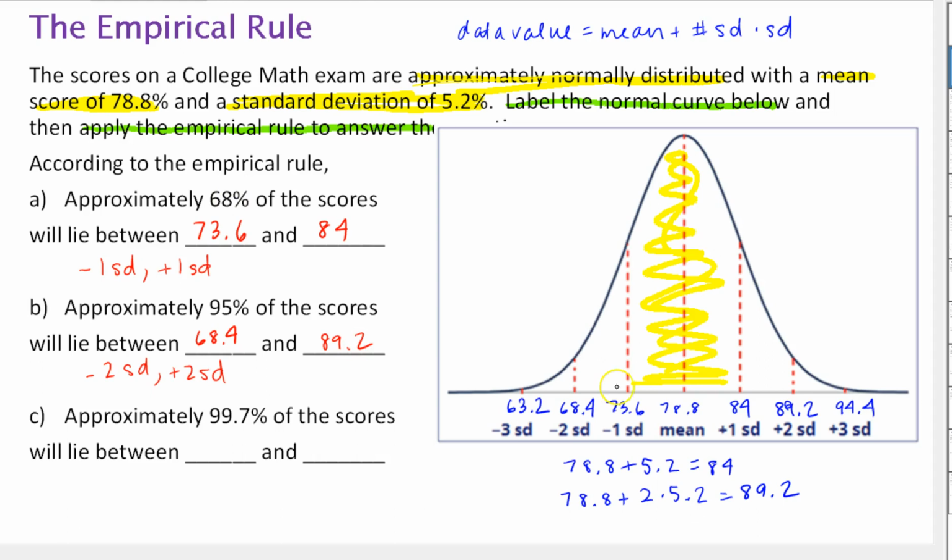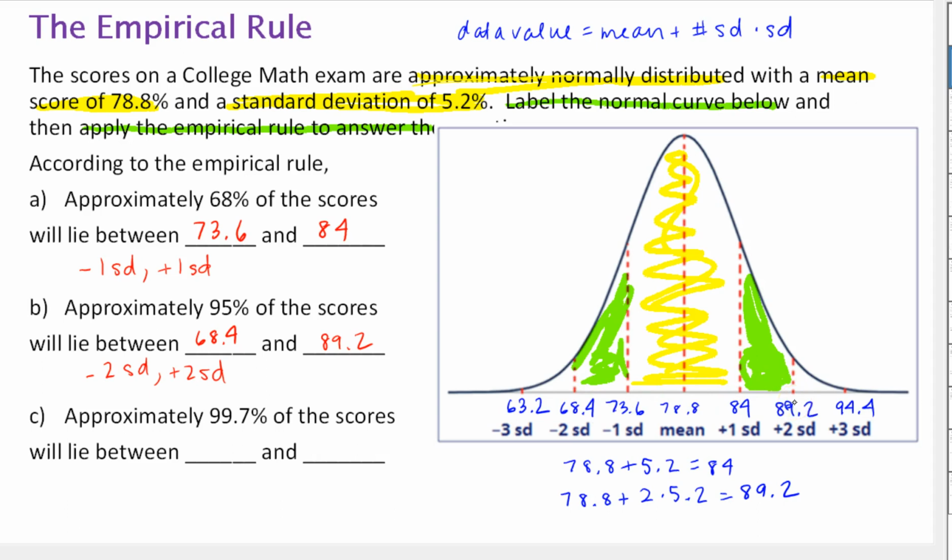And let's just take a look at this. If I shaded all of this, this is kind of like a curvy histogram, but not exactly. 95% of the scores are between 68.4 and 89.2.